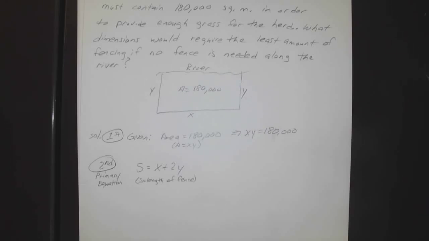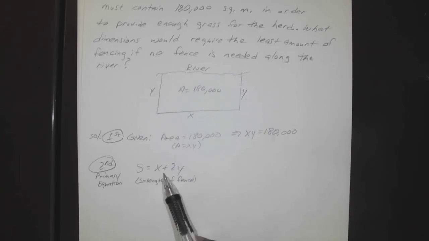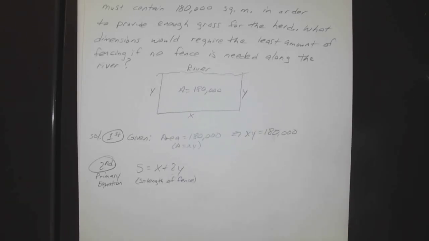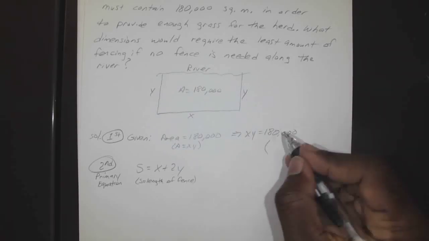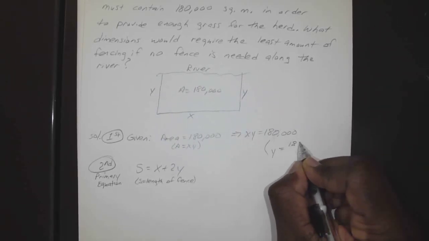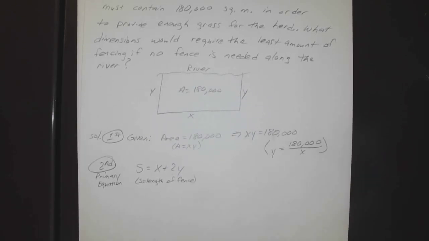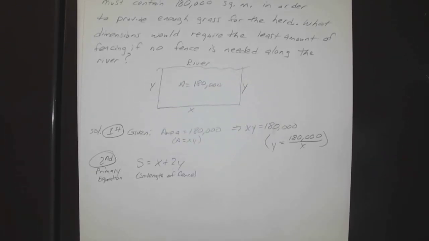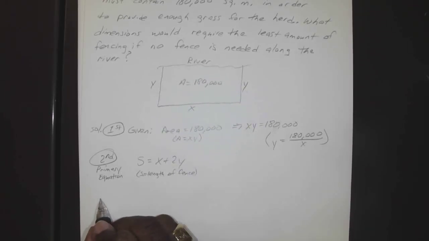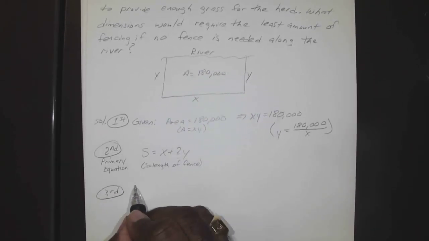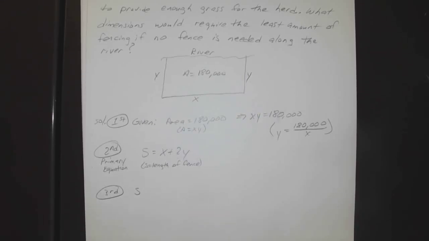Yep. So here we want this as one independent variable. And again, we have two: we have an x and we have a y. But up here, if you remember, you can make y equal 180,000 over x. Just divide both sides by x. Okay, so that means, is that the second or third step? I always forget my steps. I just kind of go with it. I think that was the third step.